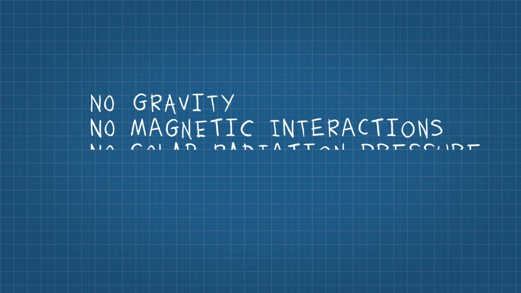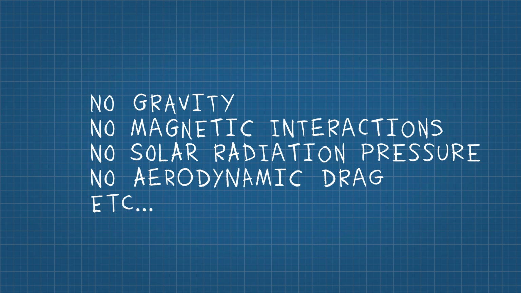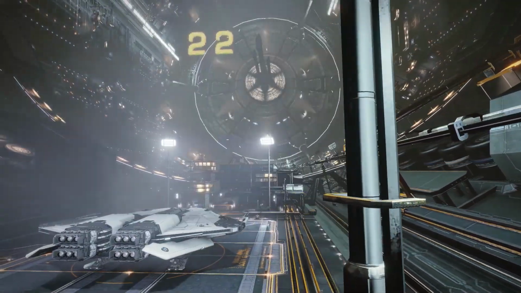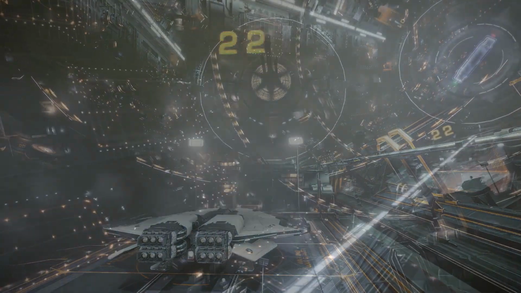Let's complicate things a bit. Until now, we have considered that there were no perturbations such as gravity, magnetic interactions, solar radiation pressure, nor aerodynamic drag. However, if we want people to be able to live in the station for more than 30 seconds, they will need to be able to breathe.